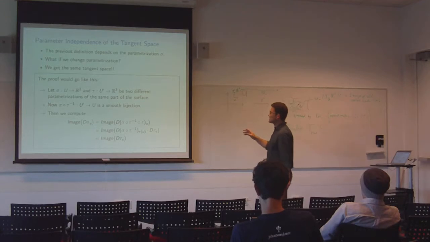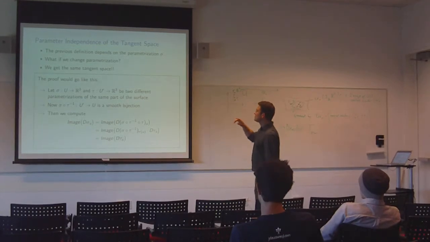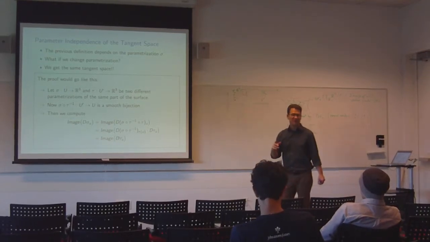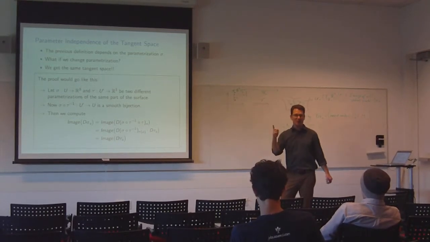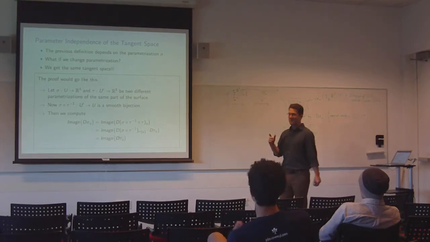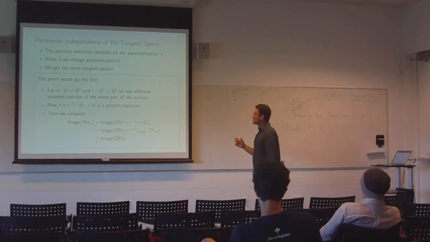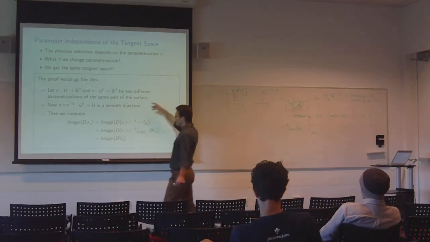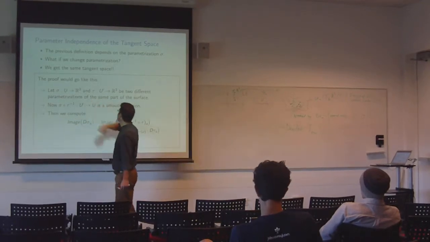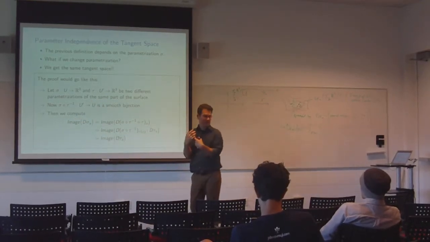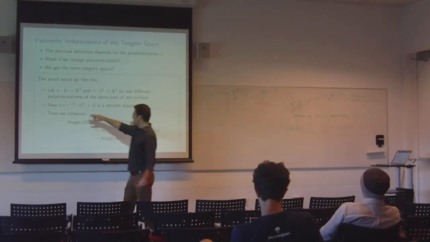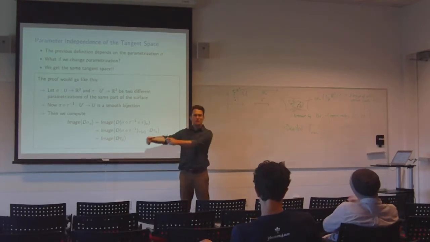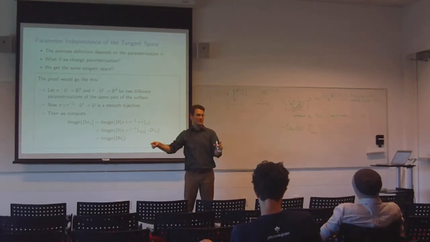Maybe I won't explain this too carefully, because I did promise that we would only do a rigorous parameter independence computation once. We've already done it for the arc length integral. But the way it goes is, if you have two different parameterizations, sigma and tau, for the same region of the surface, then you have a mapping from one parameter domain to the other parameter domain, which goes through the surface.